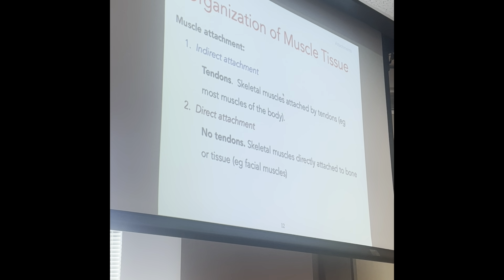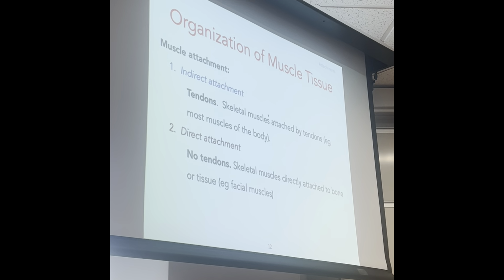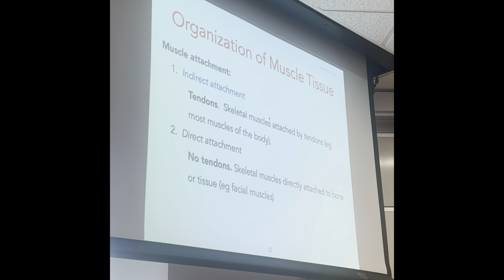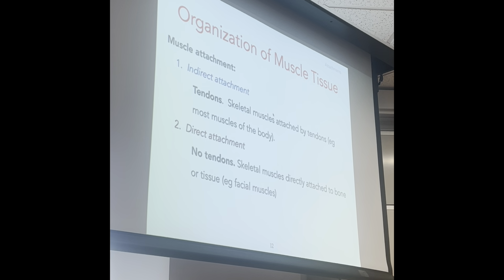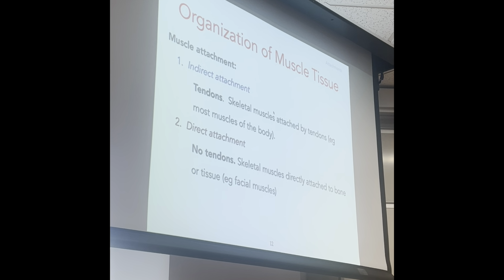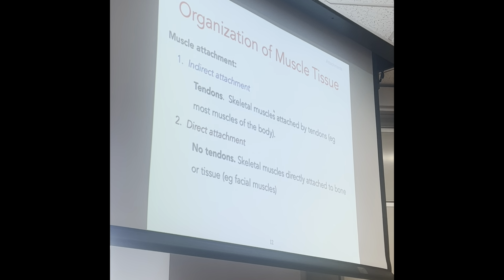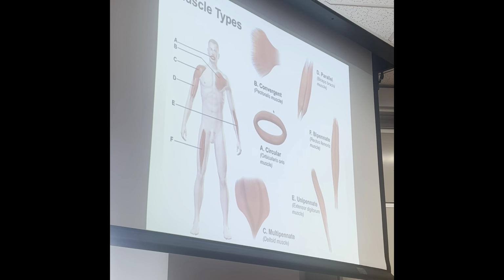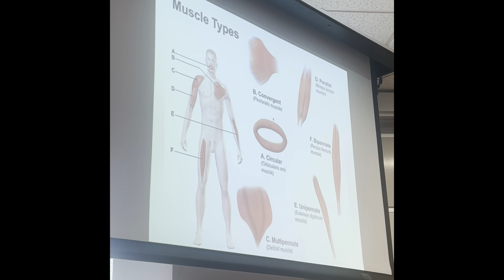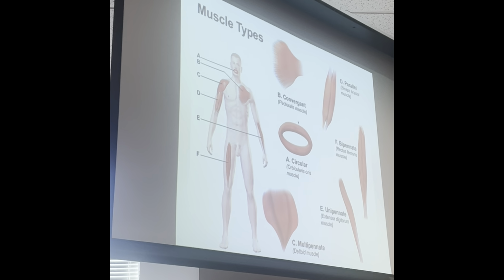Muscles can attach to bones in different ways. If they attach with a tendon, well, that's an indirect attachment. The muscles of your face are different. They are a direct attachment. No tendons are involved. Muscles have different shapes. You'll get a multiple choice question about the shapes of muscles.